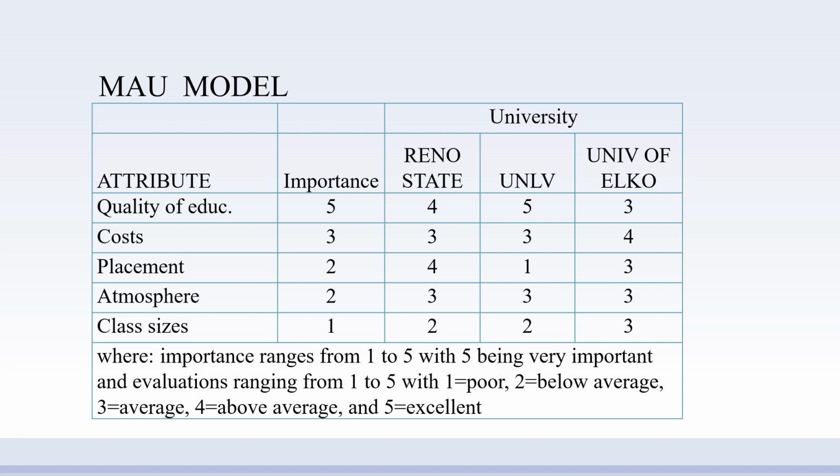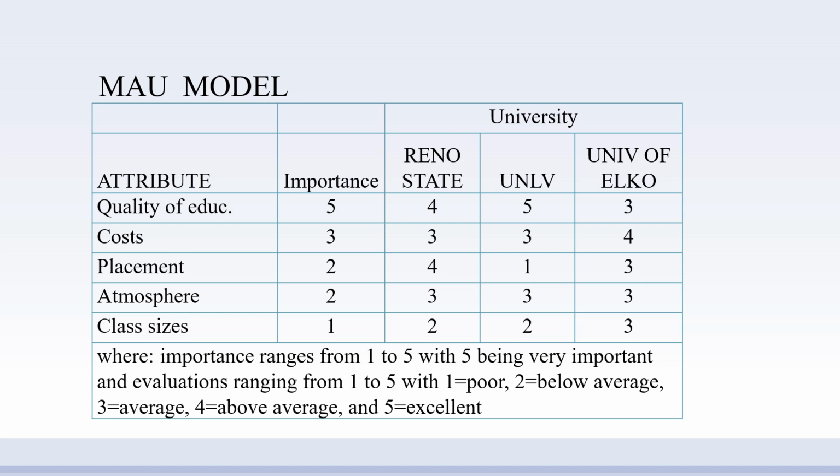It turned out that in terms of cost, Reno State and UNLV were the same on cost, but the University of Elko was a little cheaper and so got a better score. In terms of placement, Reno got the highest score, followed by Elko, and UNLV got a very distant low score of 1, which is the worst it could have gotten. Atmosphere 3, 3, and 3. Class sizes 2, 2, and 3.